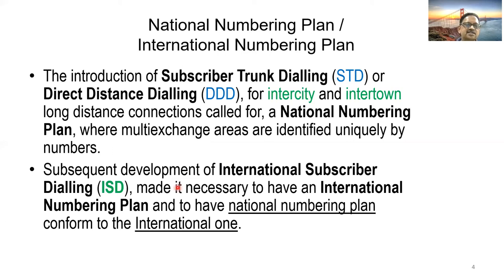Subsequent development of international subscriber dialing made it necessary to have an international numbering plan and to have the national numbering plan conform to the international one. So after STD, the ISD service was also introduced. That means any customer can call any other customer anywhere in the world, between two different countries, maybe located in different continents. Keeping that in view, for international subscriber dialing, ISD, the national numbering plan should take into consideration the necessity of ISD and conform to its requirements.